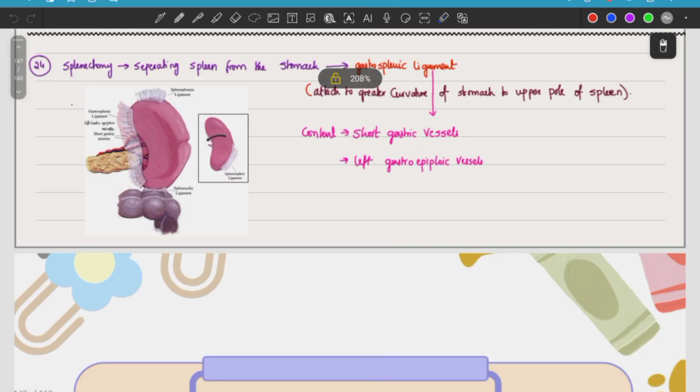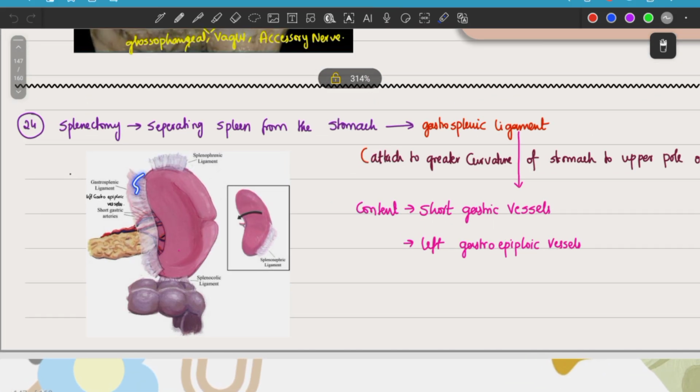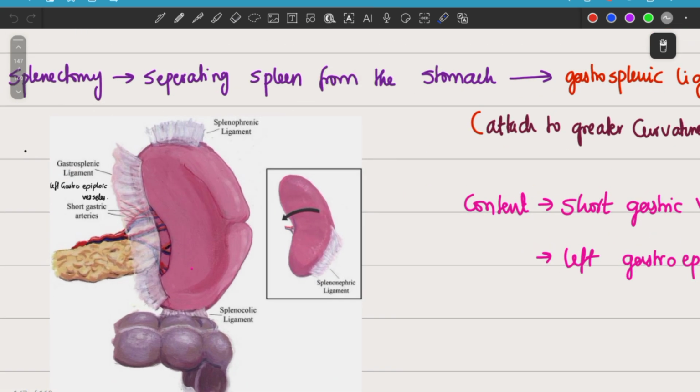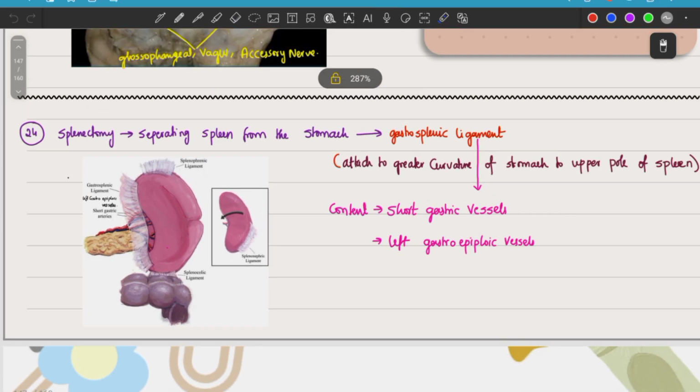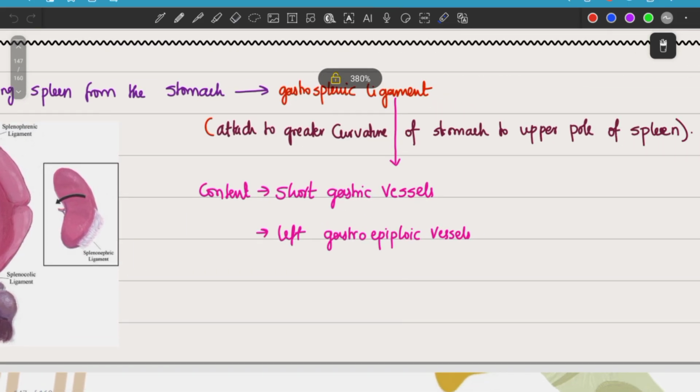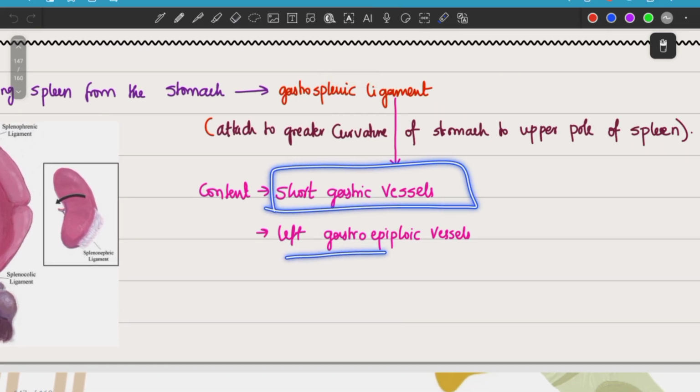Yes, this is the gastrosplenic ligament. The surgeon noticed bleeding while separating this ligament, the gastrosplenic ligament. So, what are the contents of this gastrosplenic ligament? That is short gastric vessels and left gastroepiploic vessels.